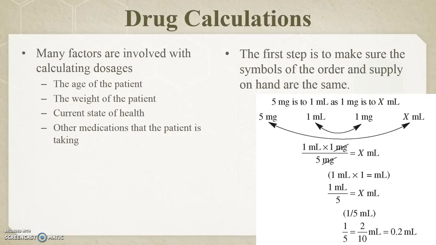The first step in any drug calculation is to confirm that the systems of weight and measurement are the same as the supply on hand. If they are different, we'll need to do what we call a conversion and convert them to the same system. So if my order said something like 25 grams, but on hand I had 50 milligrams, I would need to convert my grams, which is my order, to match what my supply on hand is.